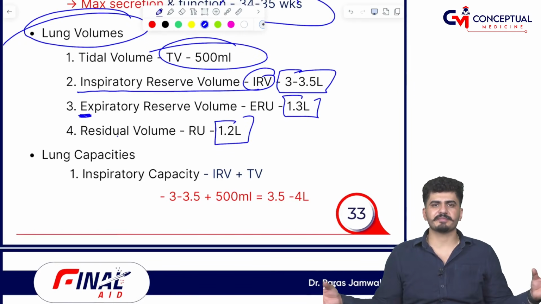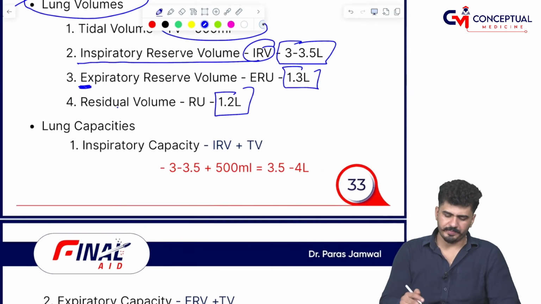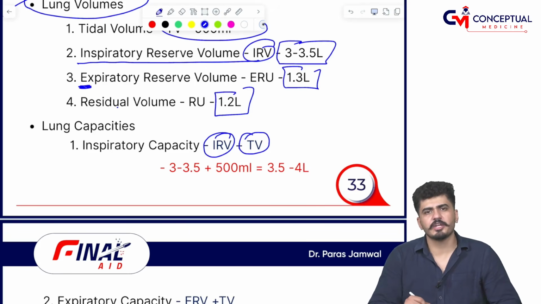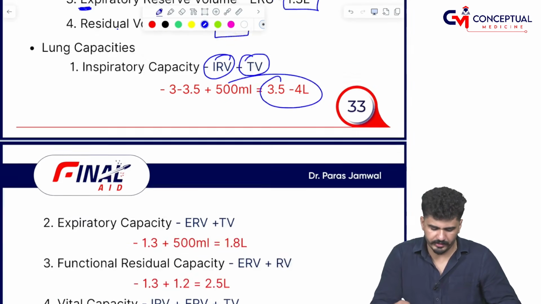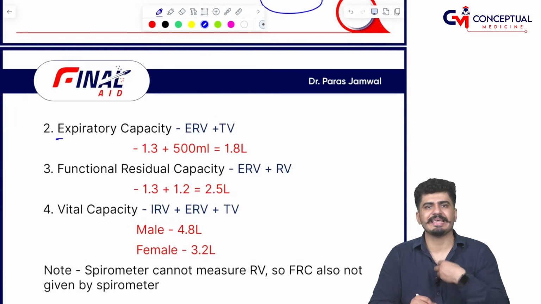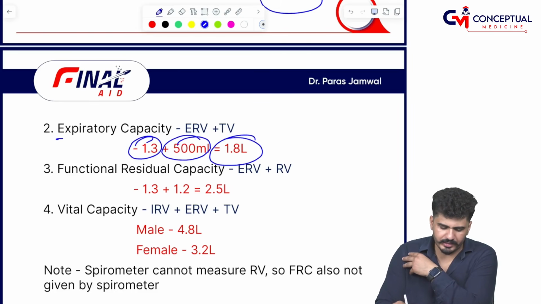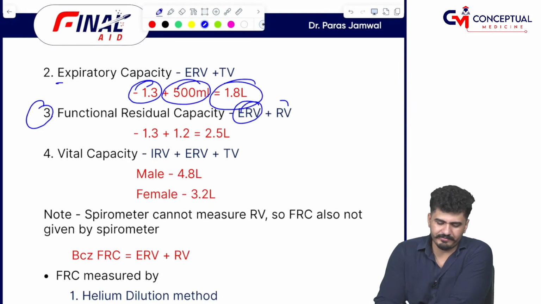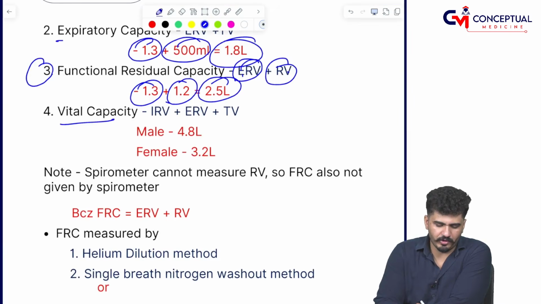Now lung capacities: we combine certain volumes to make the capacities. How do we make them? Inspiratory capacity is IRV plus TV. The inspiratory reserve volume was 3 to 3.5 plus the tidal volume, that is 500, so this is 3.5 to 4 liters. Expiratory capacity is ERV plus tidal volume, that is 1.3 to 1.8. Functional residual capacity, FRC, is ERV plus RV, that is ERV plus 1.2, which is 2.5. Vital capacity is the sum of all.